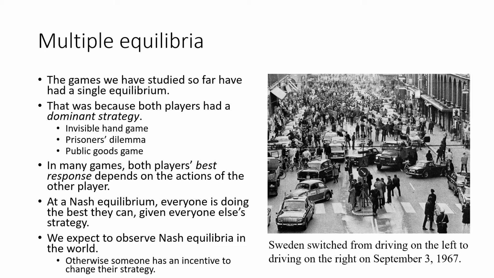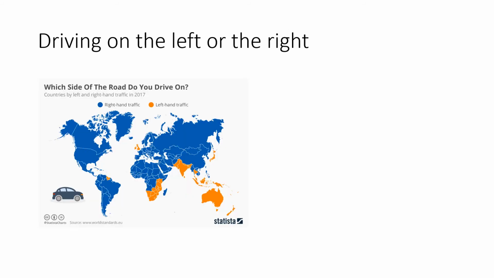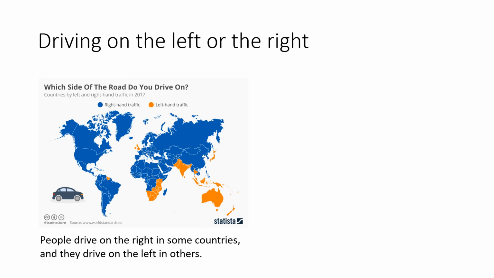In that regard, we can give an example like driving on the left hand side of the road or the right hand side of the road. In the world today, people drive on the right hand side in some countries and they drive on the left in others. Although in the overwhelming majority of countries people prefer to drive on the right, both conventions are Nash equilibria.